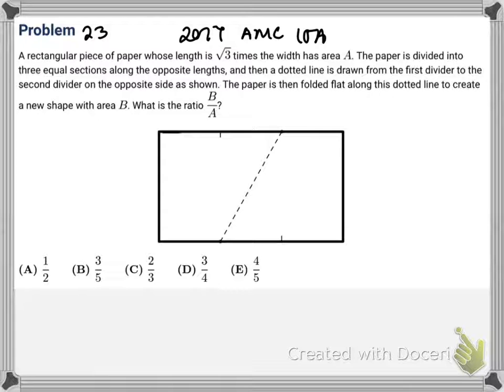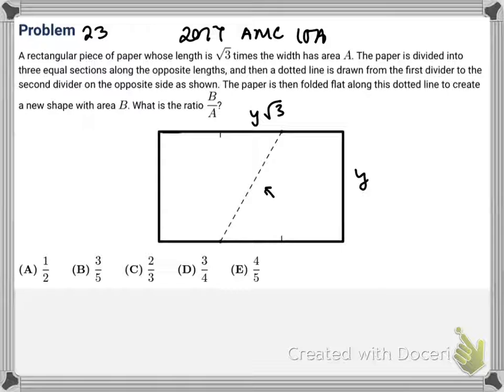A rectangular piece of paper whose length is root 3 times the width, this is y root 3, this is y, has area A. The paper is divided into 3 equal sections along opposite sides, and then a dotted line is drawn from the first divider to the second on the opposite side as shown. The paper is then folded flat along this dotted line to create a new shape with area B. What is the ratio B to A?